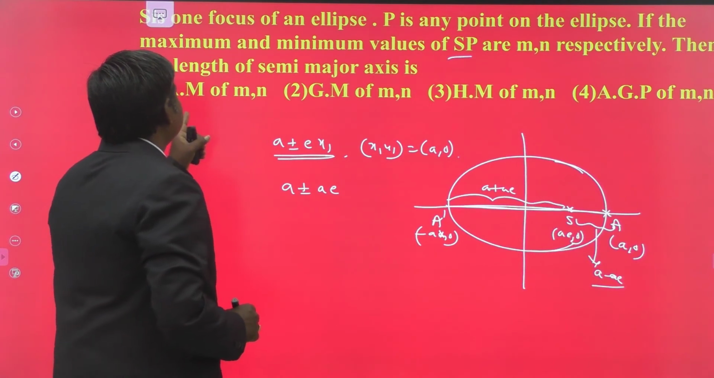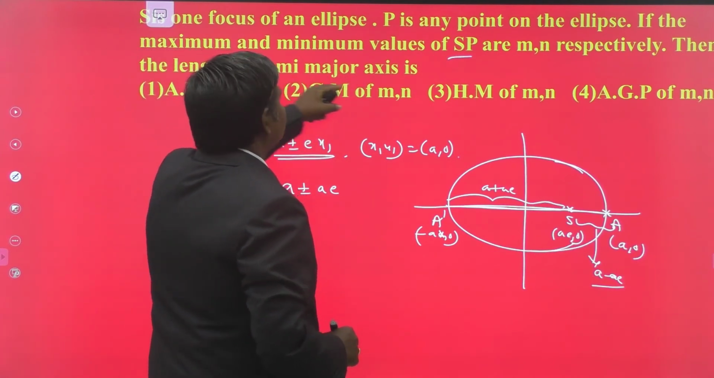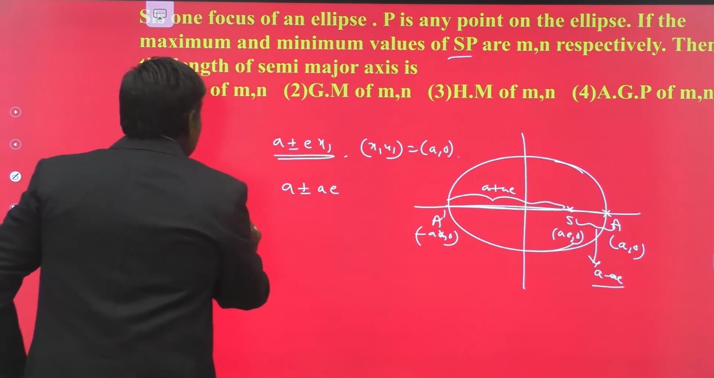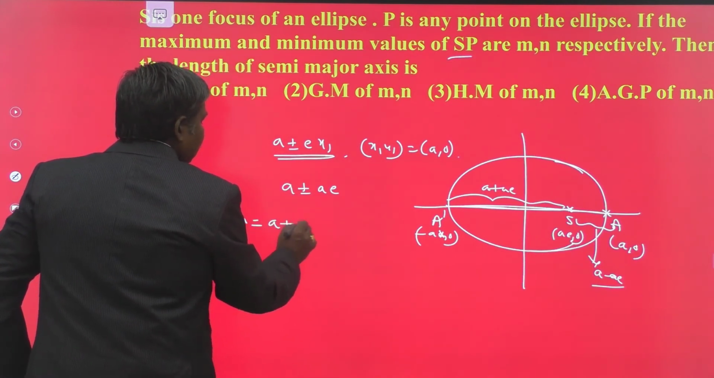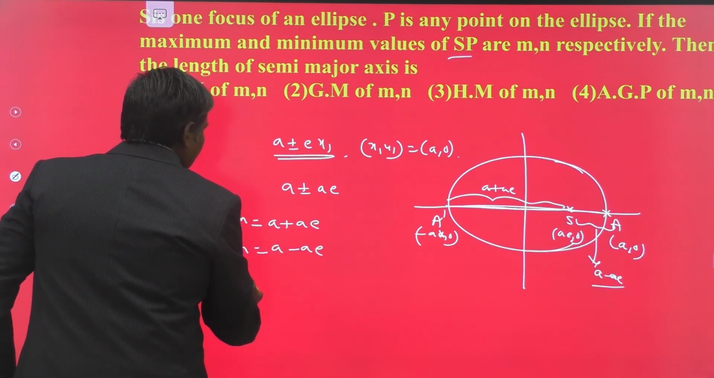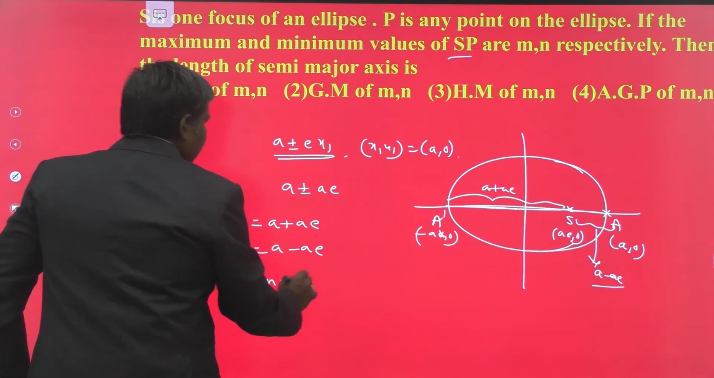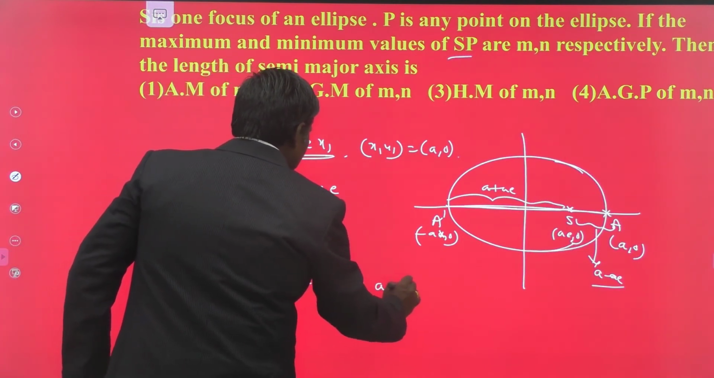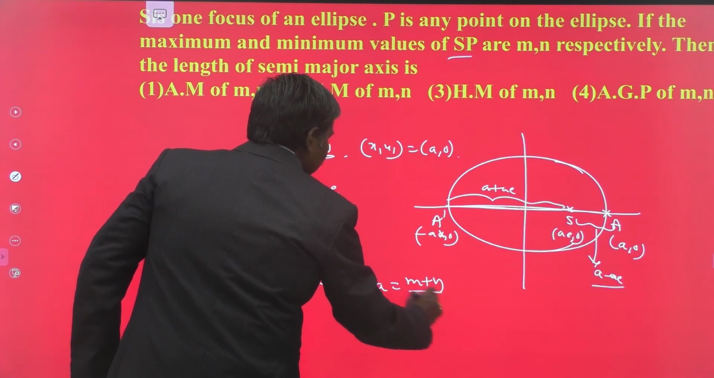So what is M? What is small m? That you will do. M and N are respectively the maximum value and the minimum value. M is equal to A plus AE and N is equal to A minus AE. What is M plus N? M plus N is nothing but 2A. So A is equal to (M plus N) by 2.